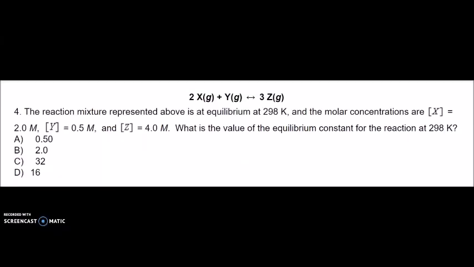So number 4 has this 2X plus Y yields 3Z. The reaction mixture represented above is at 298 Kelvin. Then we have some molar concentrations of X, Y, and Z, of course. So what is the value of the equilibrium constant for the reaction at 298 Kelvin? Well, pause the video, work it out, come back for the answer.